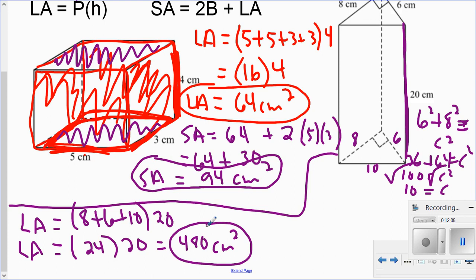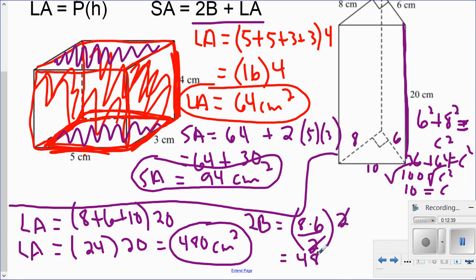Now all I have to do is figure out the area of the base, so capital B, and that's going to be the base times the height of the triangle, so 8 times 6, and then of course divided by 2 or times 1/2. But then I'm going to double that. I want the area of two bases, right, for my surface area. So when I double 8 times 6 divided by 2, that actually just gets rid of the dividing by 2, and I get 48, and these are centimeters squared. So that would be two bases area.